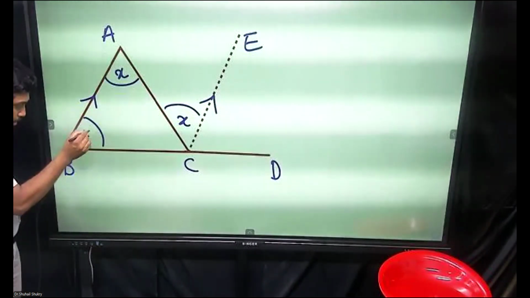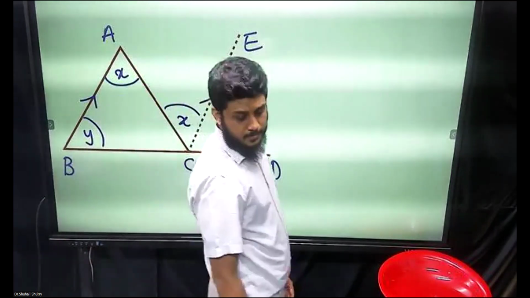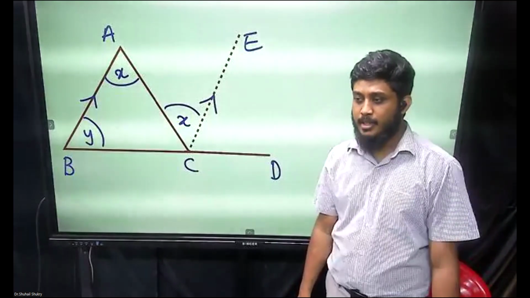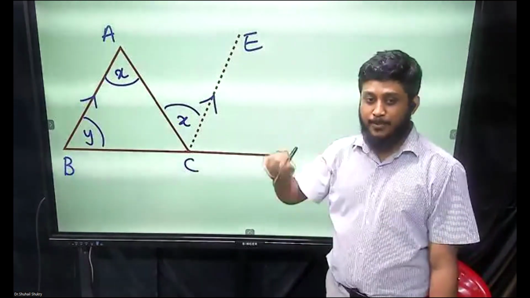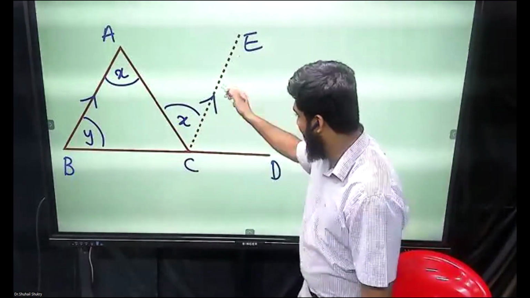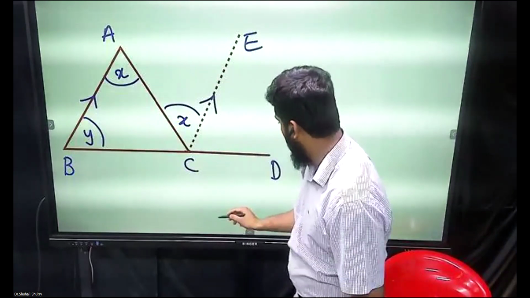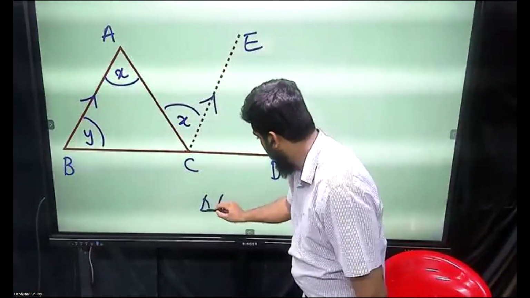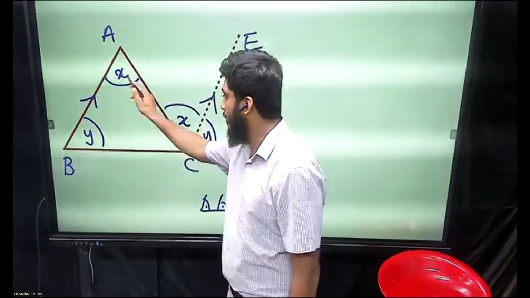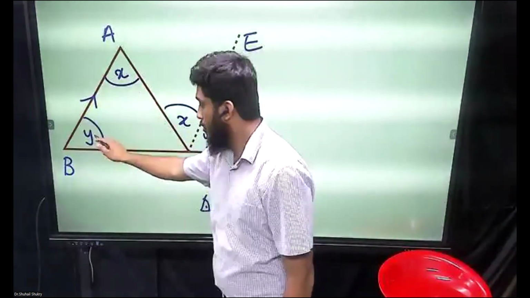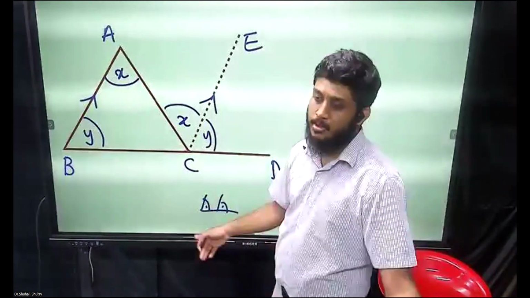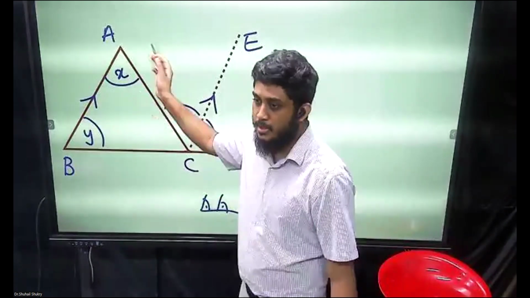If I take this angle as Y, can you see Fatima? What's Fatima doing? Sleeping, looking up. Do you see the Fatima sleeping? So this is Y. This one also should be Y. So this angle is X, this angle is Y, so this full angle is X plus Y. Proved? Yes, we have proved this exterior angle is equal to the sum of the interior opposite angles.